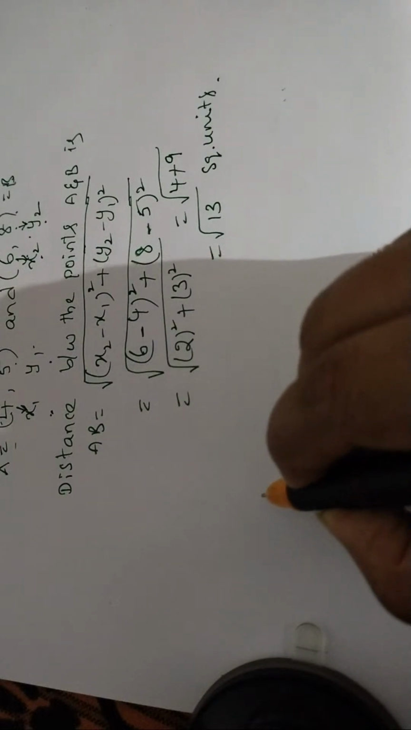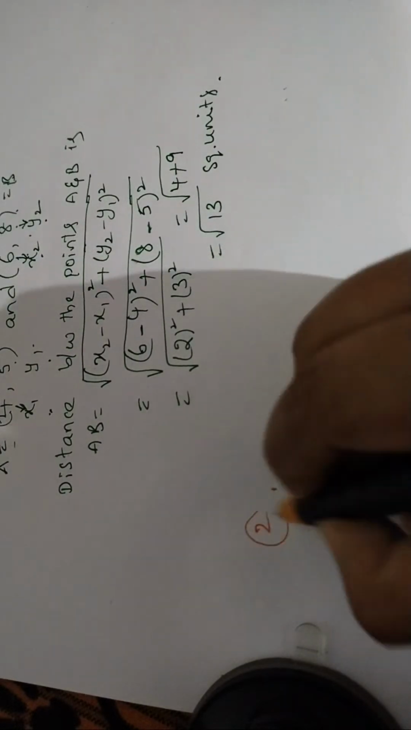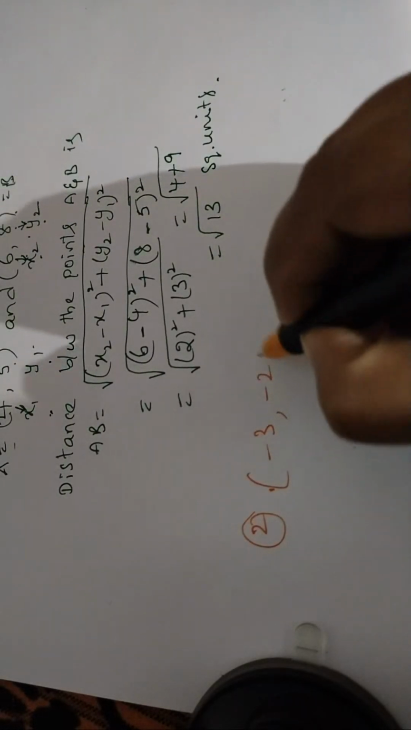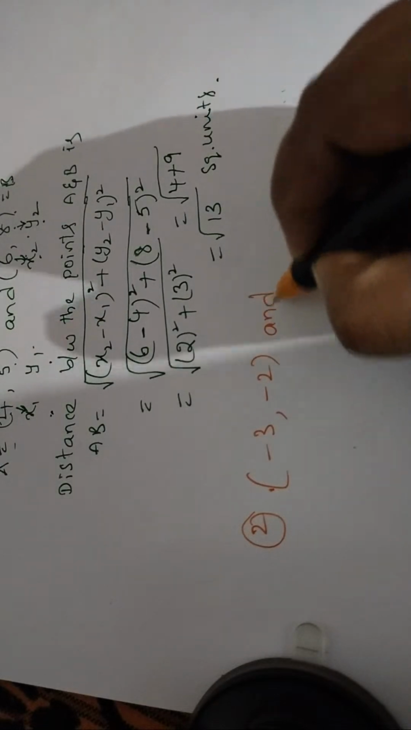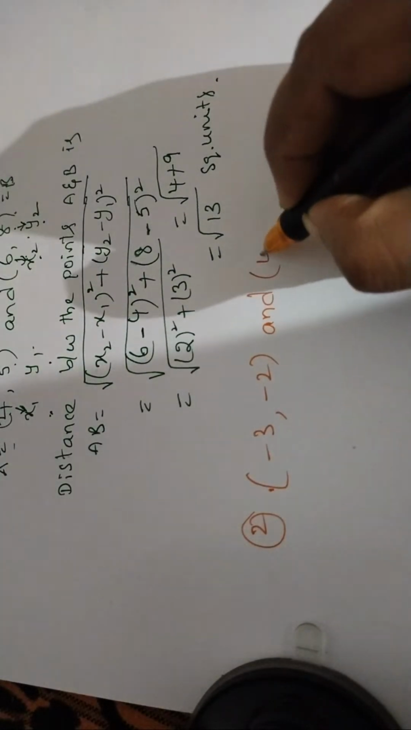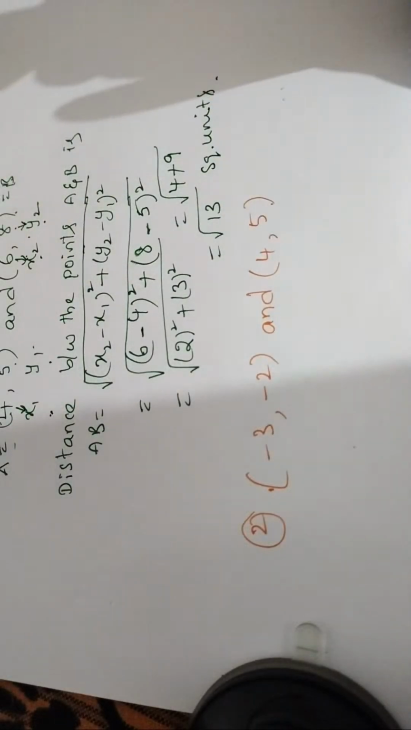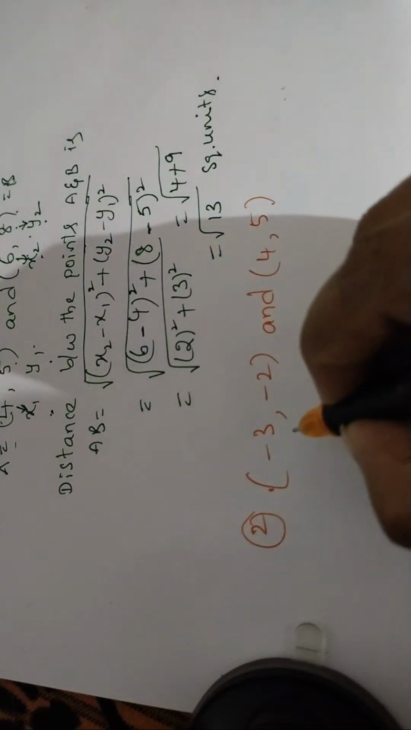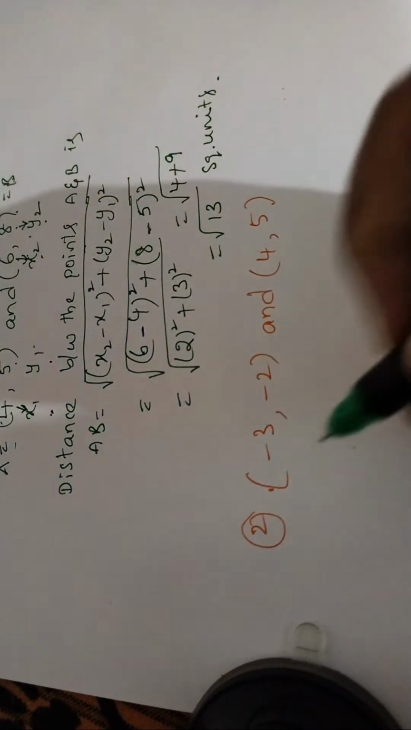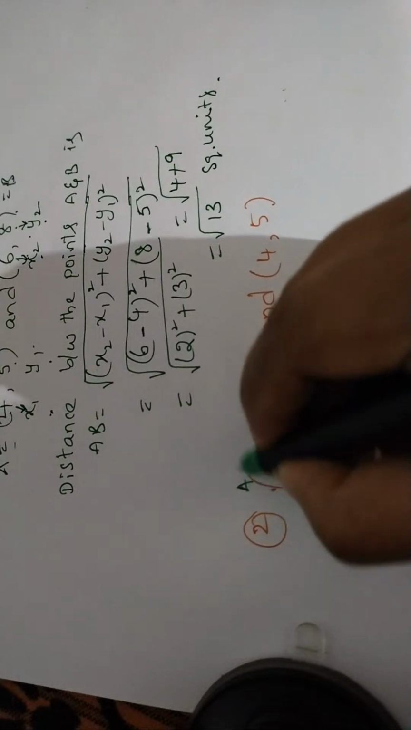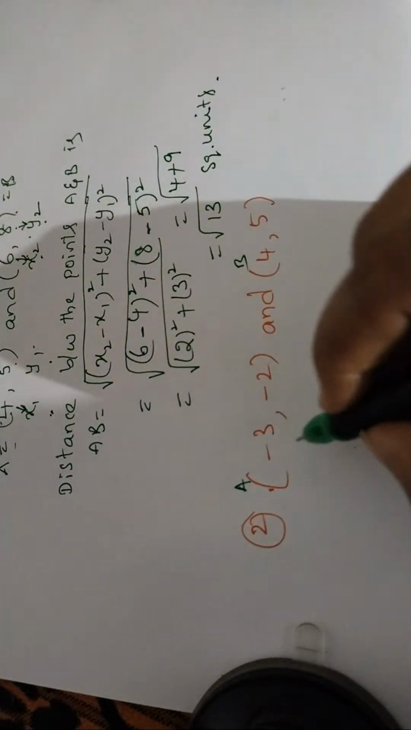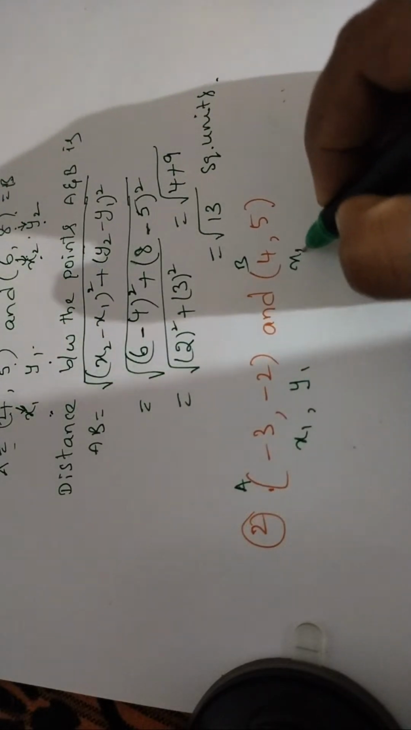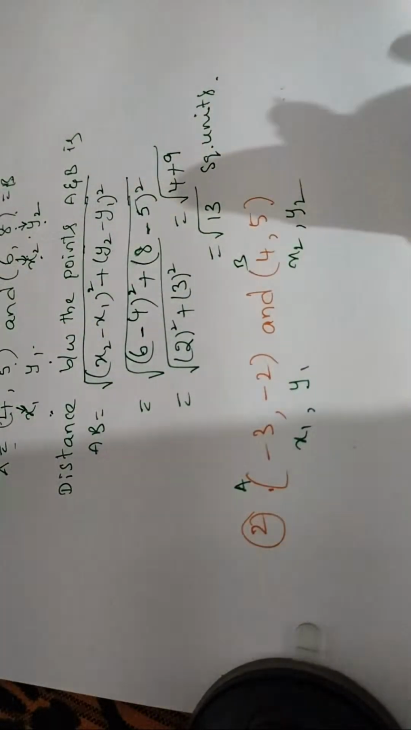Find the distance between the points minus 3 comma minus 2 and 4 comma 5. Now we need to find the distance between these 2 points. First you consider this first point as A and this as B, so it is x1 comma y1 and it is x2 comma y2.